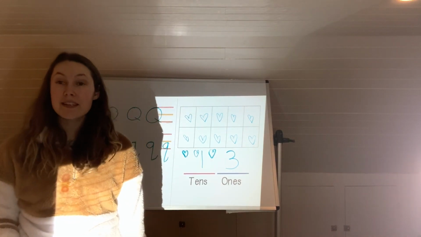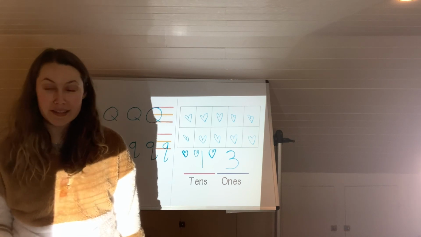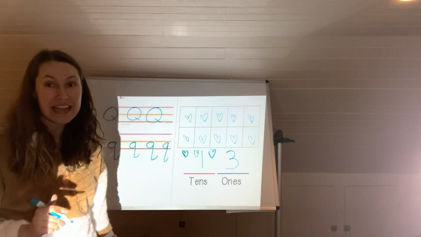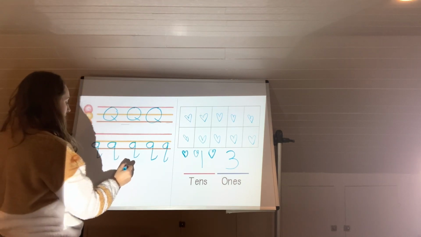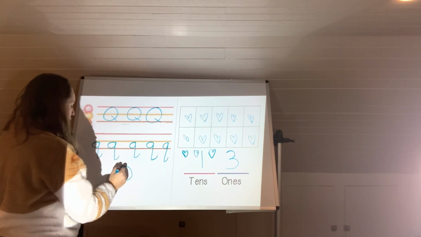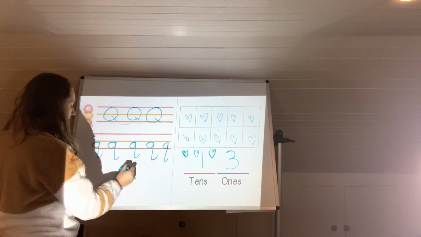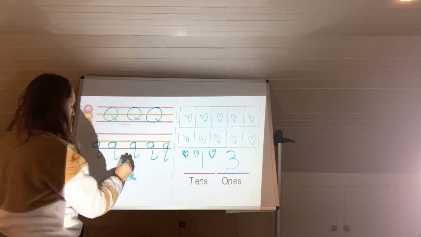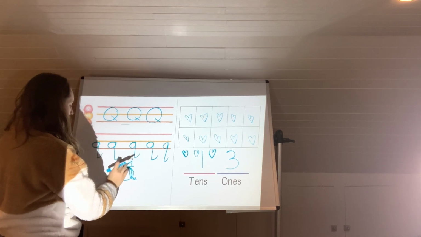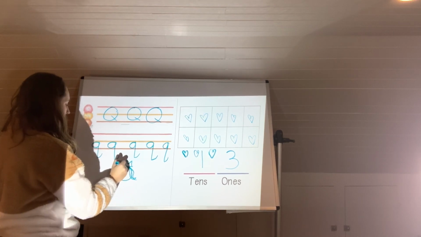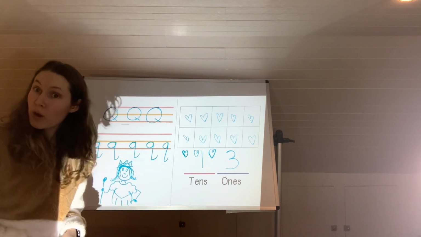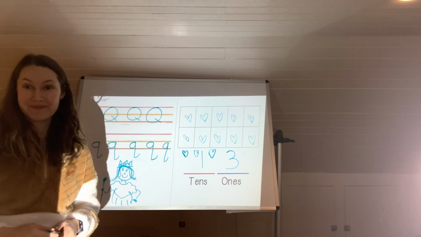Now q makes the qu, qu, qu sound, like a queen. Queen is something that starts with letter Q. So I'm going to draw a queen in her crown here. And that is going to be my letter Q picture. It is my queen, which begins with the qu sound, like letter Q.